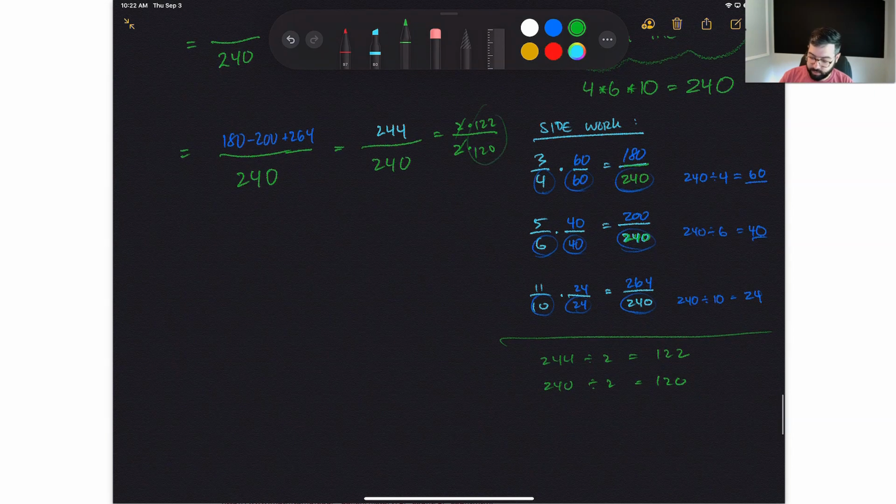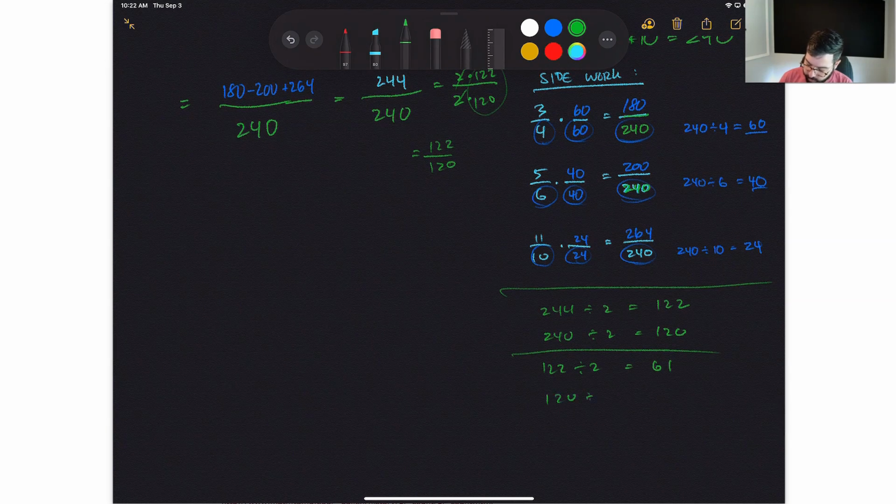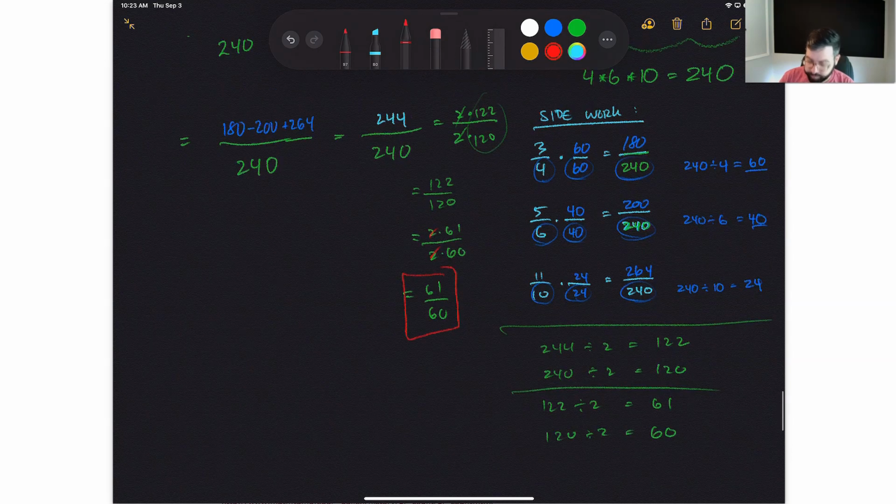We can actually do that again with the resulting fraction to try to get it to the simplest form. So again, 122 divided by 2 is 61, and 120 over 2 is 60. So this is equal to 2 times 61 over 2 times 60, and we can cancel these common factors. We're left with 61 over 60, which is in simplest form. Why is that? It's because 61 is prime. There are no other factors besides 61 and itself, so it can't possibly share any factors with 60. This is as good as it gets. This is what we call simplest form.